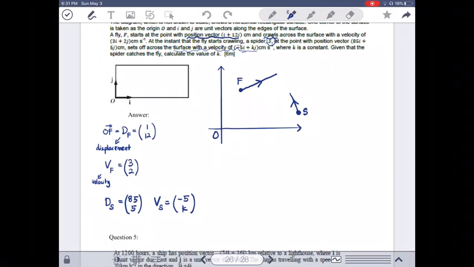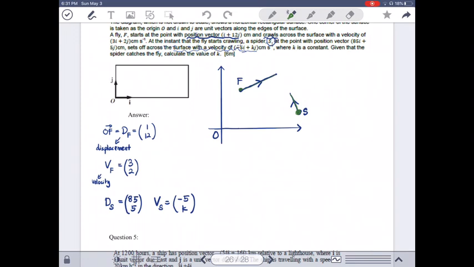So the fly starts here, crawls towards that direction. There's a spider here at this point. So the fly starts here, goes towards that direction. There's a spider here, crawling, flying there, going there.